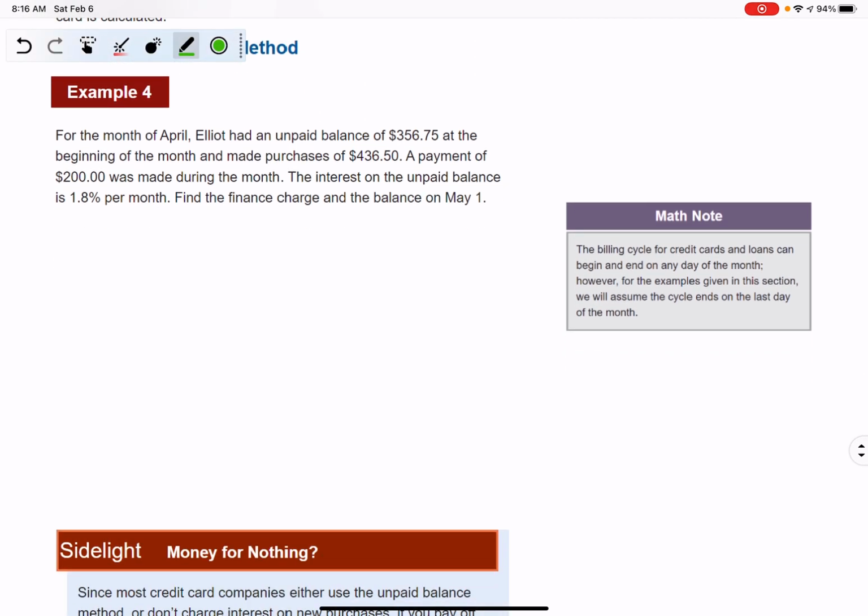Okay, anywho, example 4. For the month of April, Elliot had an unpaid balance of $356.75 at the beginning of the month and made purchases of $436.50. A payment of $200 was made during the month. The interest on the unpaid balance is 1.8% per month. Find the finance charge and the balance on May.